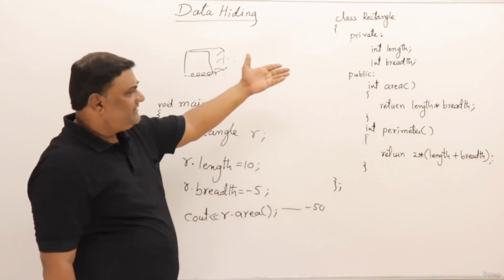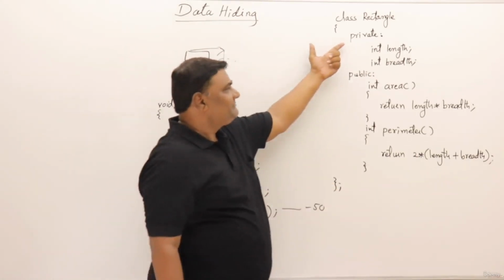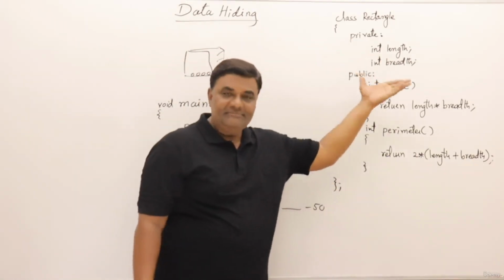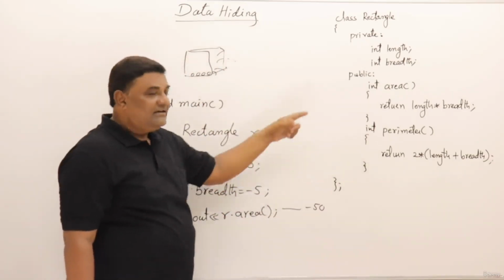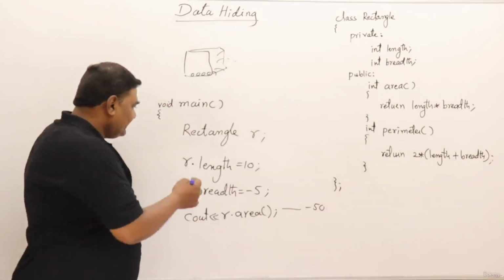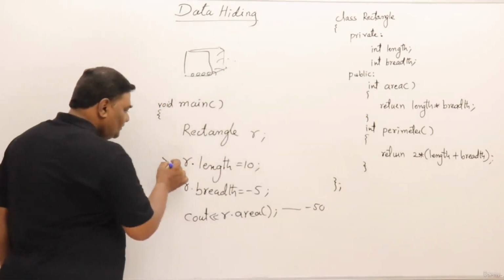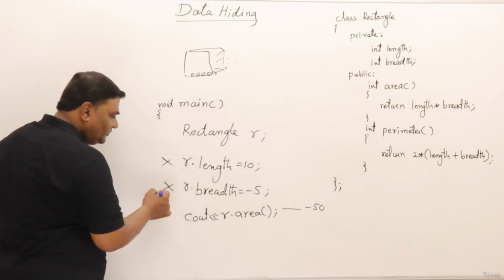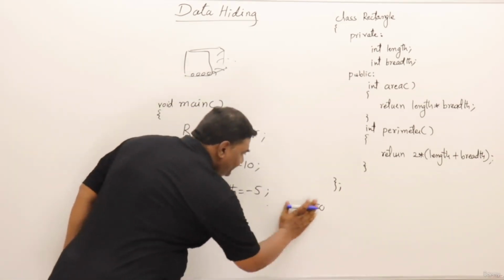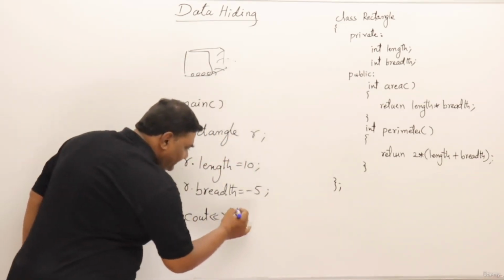By default everything is private, so you can even skip this. By default these are private only. So I have mentioned that those are private and these are all public. Can I say r dot length now? No. r dot breadth now? No. Suppose I wanted to show it like this, r dot length.